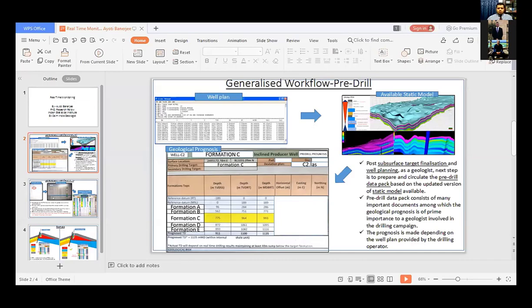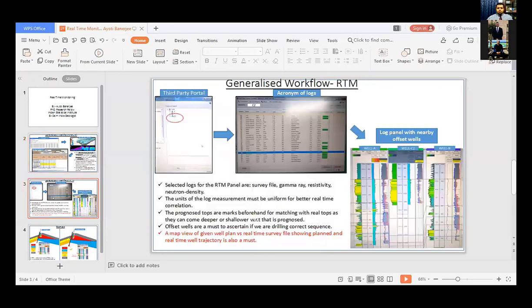Next, this is the generalized flow for how we do it through the third-party portal. We have all the well data, offset well data, the models, and the Petrel project.